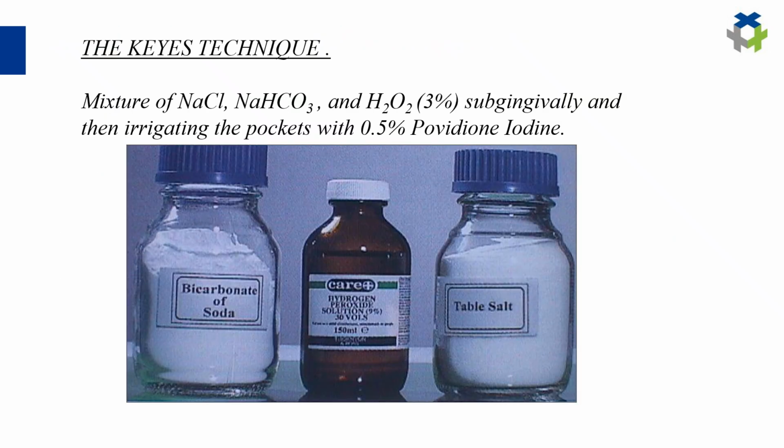The Keyes technique involves a mixture of salt, baking soda and hydrogen peroxide applied gingivally, followed by irrigation with povidone iodine to reduce the bacteria. So, conclusion: chemical plaque control is a valuable adjunct to mechanical cleaning, especially in patients unable to maintain full plaque control on their own.